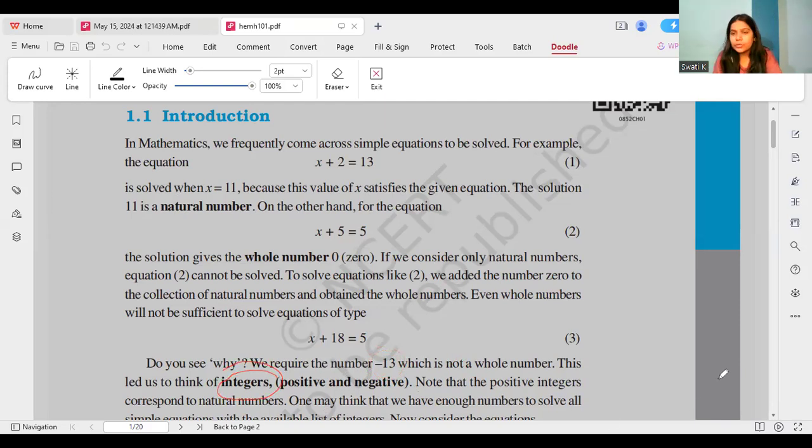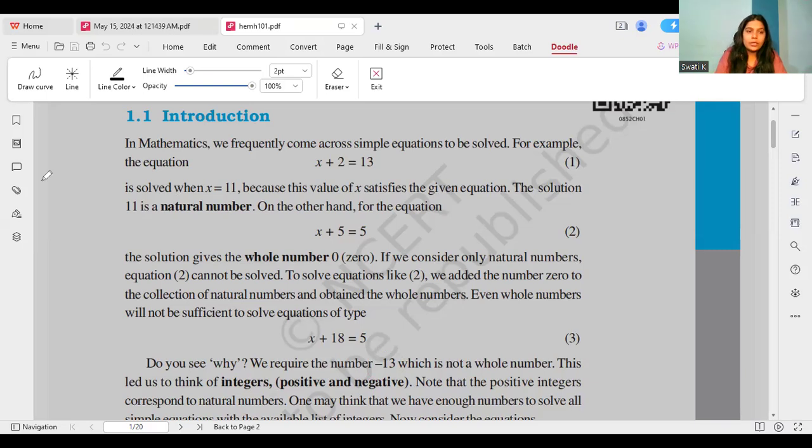So what are integers? On the number line, as you know, there are numbers after 0 and there are numbers before 0 also, right? So the numbers after 0 are called positive numbers and the numbers before 0 are called negative numbers. And 0 is a special number. It does not come in the category of positive or negative. It has its own name and that is called neutral number.